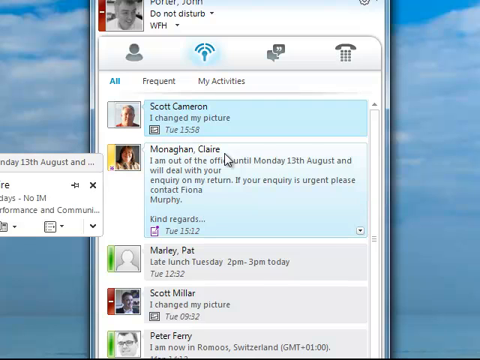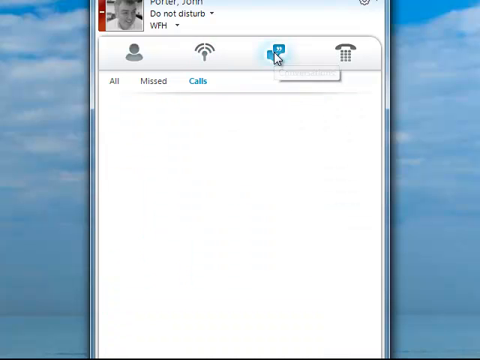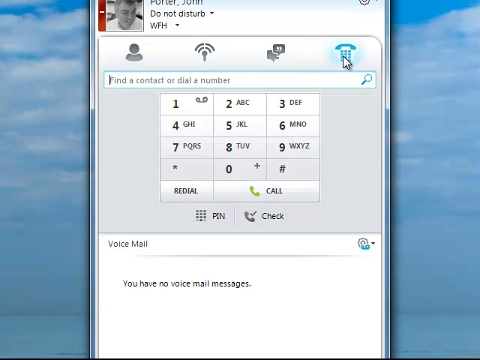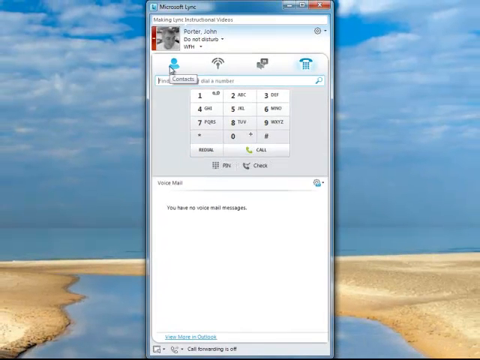Looking at the activities, what we see is people that are in our contact list, we get their latest and up-to-date activities. Here we can see Claire's on holiday until the 13th of August, so it can be quite handy. It's just a new client, so I don't have any conversation history, and here we have a dial pad. That's if you have a phone or a headset and you need to dial numbers, you can use this. You can also use the numbers on the PC keyboard.